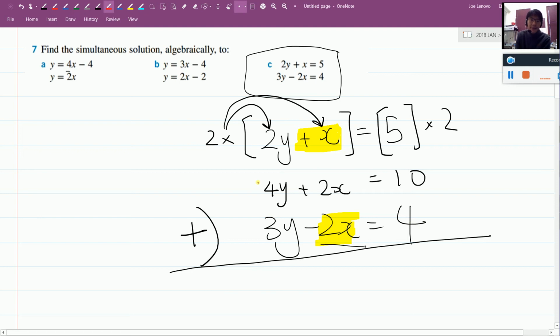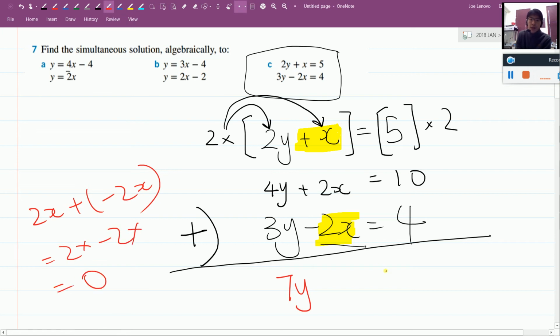For the left hand side, 4y plus 3y equals 7y. 2x plus negative 2x means 2x take away 2x equals 0. So we've got plus 0 equals 10 plus 4, 14. y needs to be 14 divided by 7, which is 2, in order to make those two sides equal to each other. So y equals 2 is one coordinate for that point.